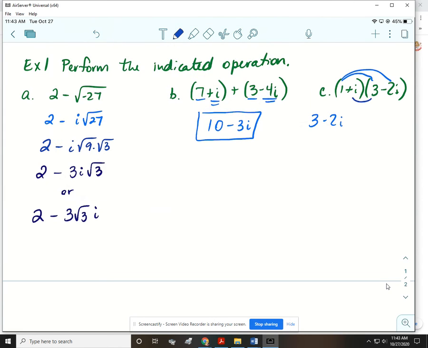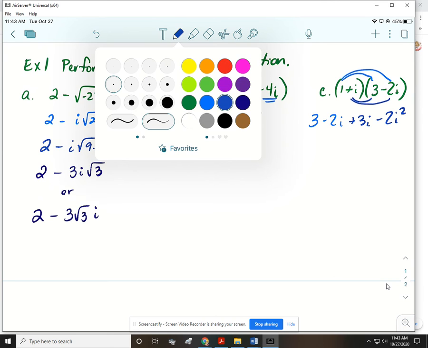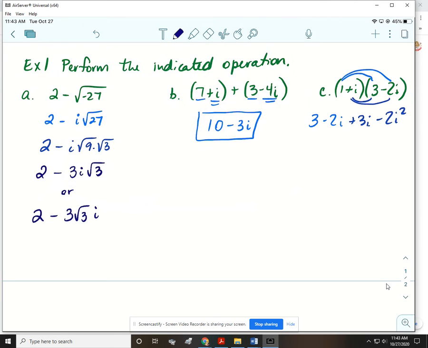And then we'll distribute i. Okay. And then don't forget that anytime you have a power on i, it is not simplified. So what I'm going to do is go ahead and combine my like terms in the middle there. That's i. So negative 2i plus 3i is plus i.